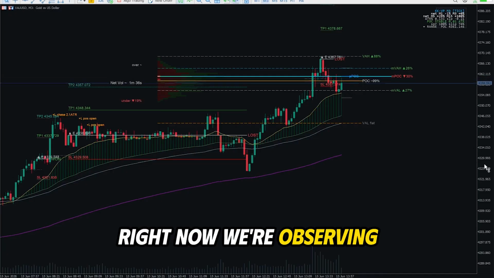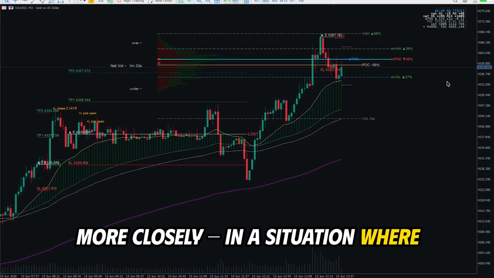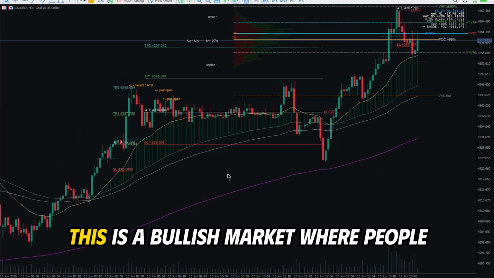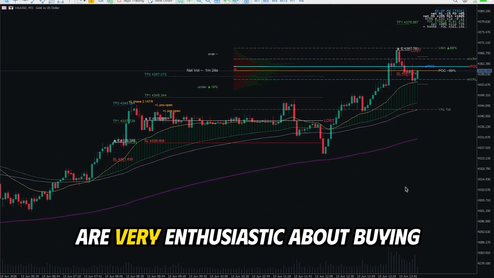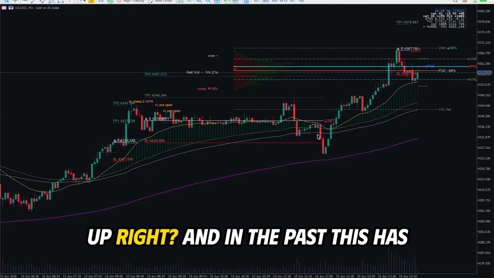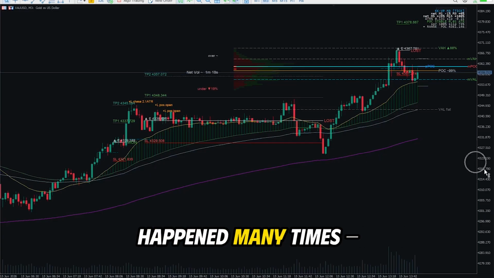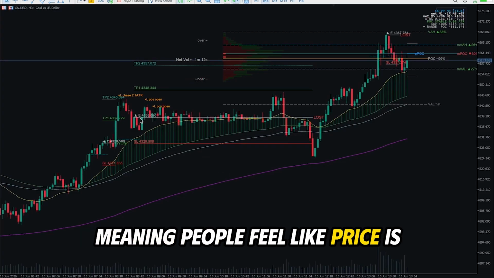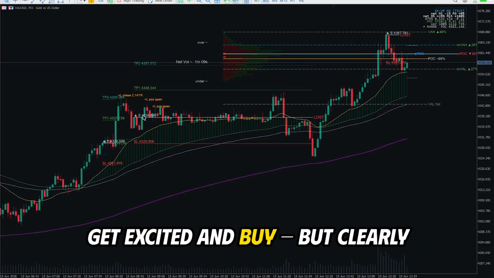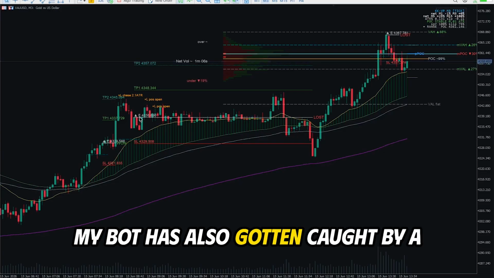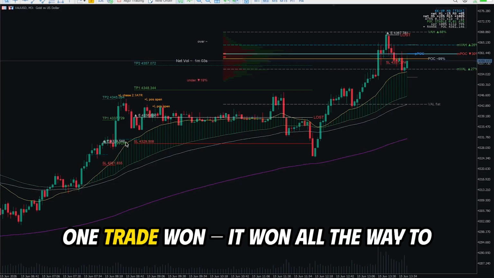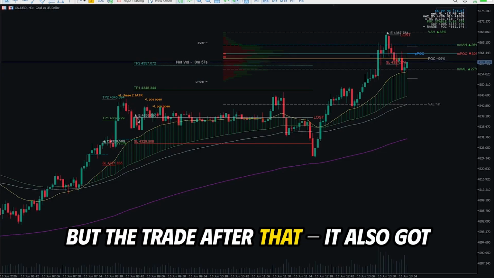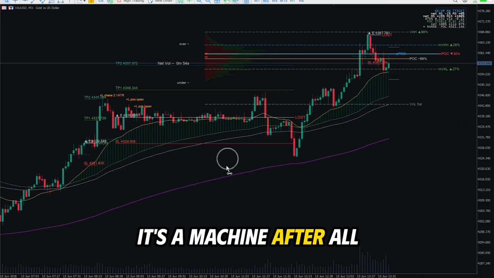Why are we observing more closely now in a situation where everything is moving sideways like this? This is a bullish market where people are very enthusiastic about buying up, right? And in the past, this has happened many times. There are situations where people feel like price is moving up very quickly like this. They get excited, and my bot has also gotten caught by a trade like this. One trade won all the way to take profit too. But the trade after that, it also got hit. It's a machine after all.